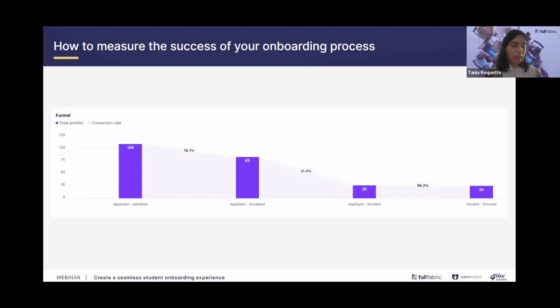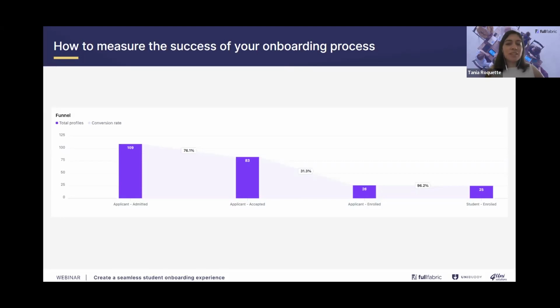But I also get this question a lot: what's a healthy conversion rate and yield rate? So to give you some averages across Full Fabric clients, across bachelor programs, we're looking at 58%. So the average for clients that use Full Fabric for bachelor students, from admitted to student enrolled, and across masters and MBAs is 76%. So obviously it's a little more niche, but these are some benchmarks that you can use to see how healthy your onboarding process and your conversion rate from admitted to enrolled is.